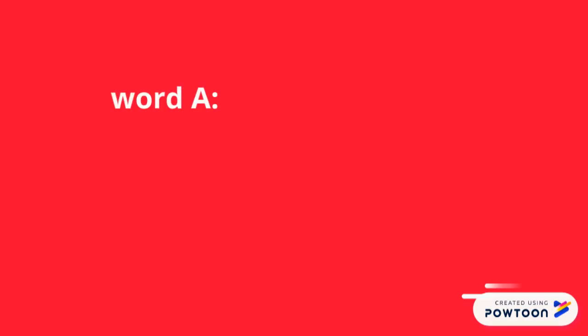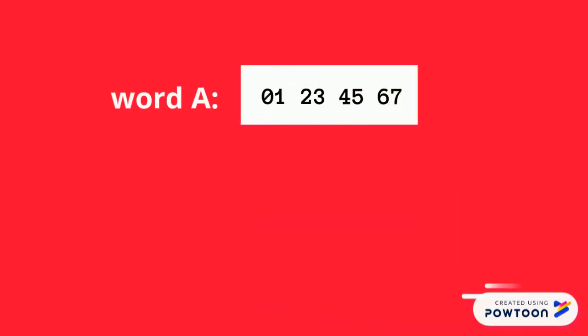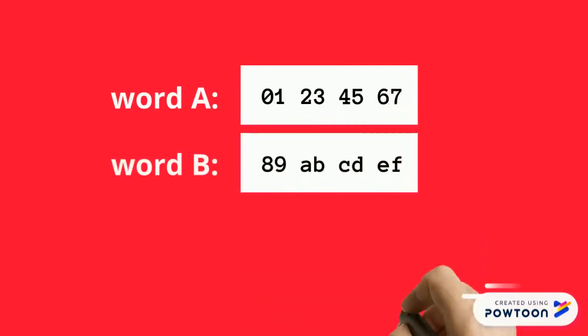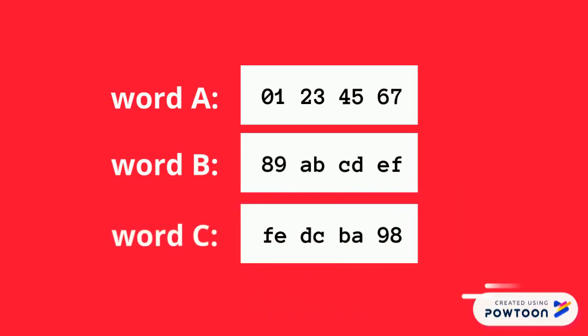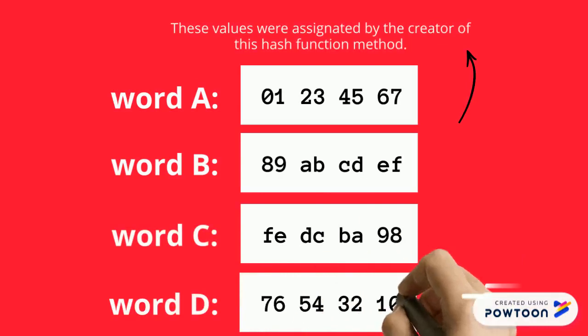In word A, we have the following values. In word B, we have these values. In word C, we have these ones. And the last one, for D, we have these ones.